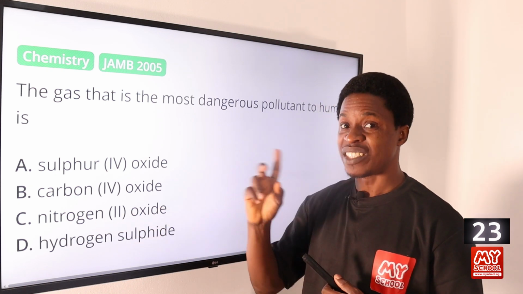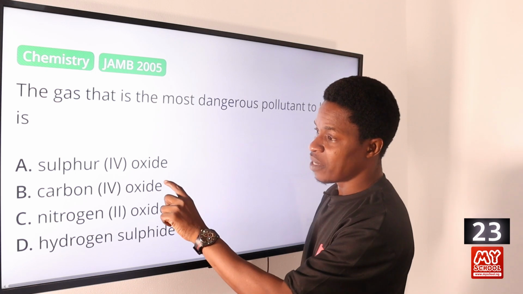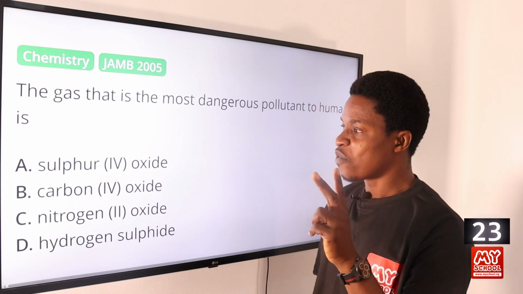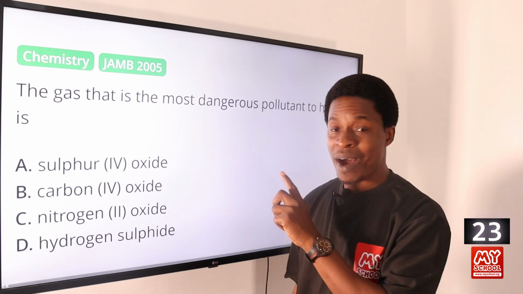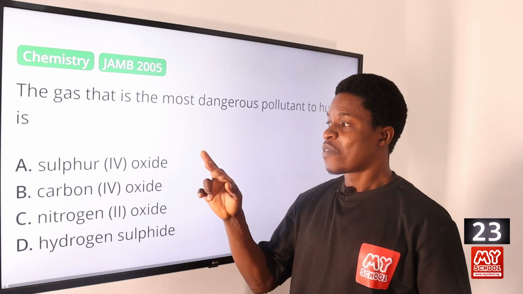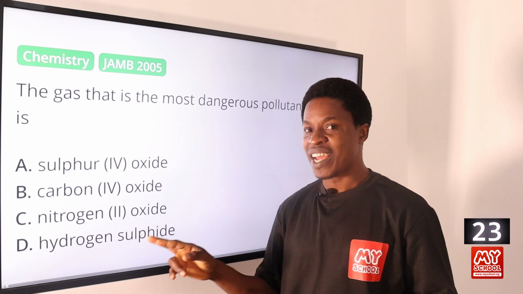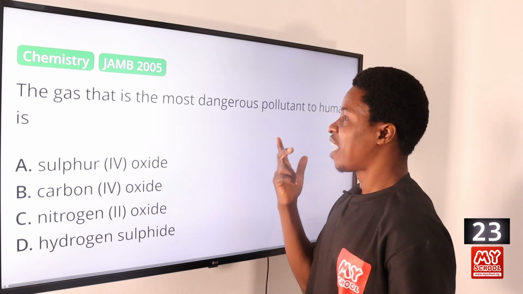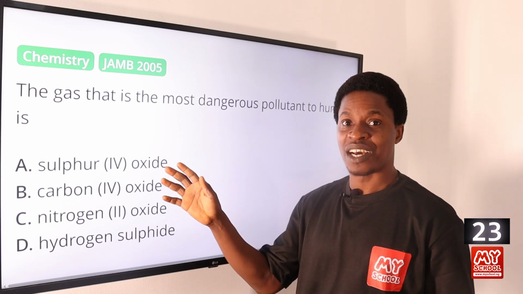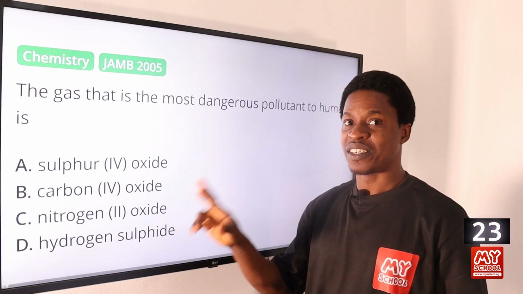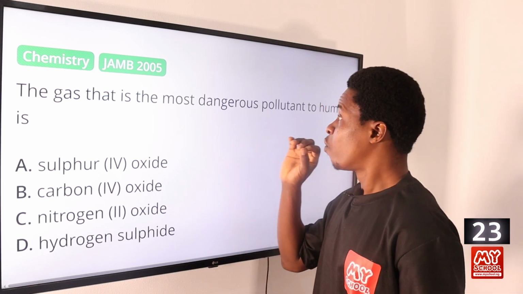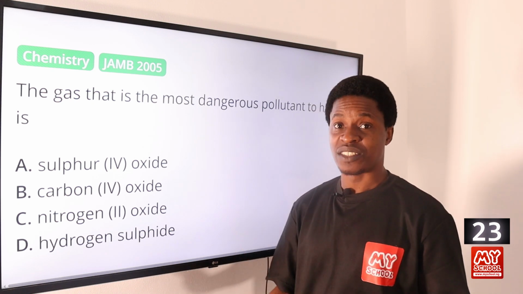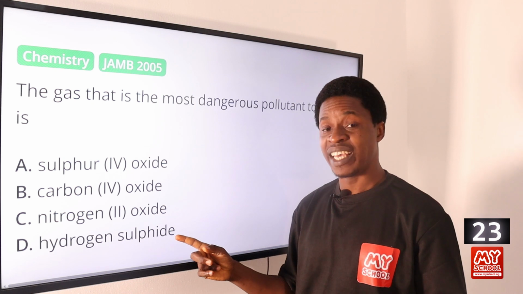Nitrogen oxide also is not. So I eliminate options B and C. We have sulfur oxide and hydrogen sulfide, both compounds of sulfur. Sulfur oxide, which is your SO2, and hydrogen sulfide actually happen to be the more dangerous pollutants among these four. Usually both of them have the tendency to pose poisonous threats to humans when we inhale them, SO2 and H2S.